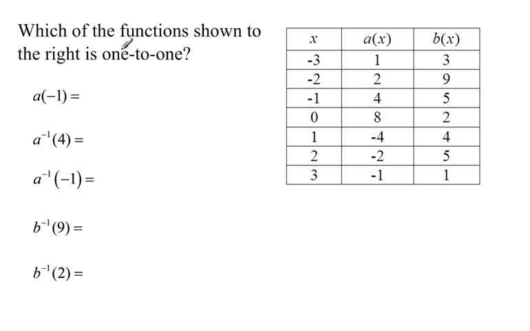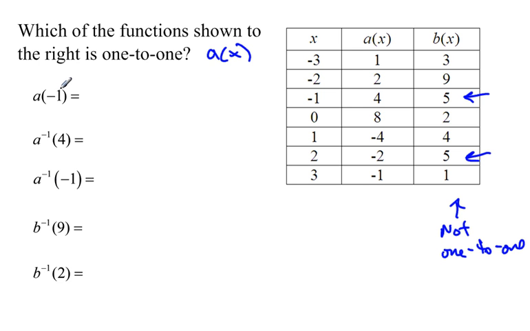Let's look at this table. Which of the functions shown to the right is one-to-one? Well, we can see that the x's don't repeat. And then if we look at a of x, none of these repeat. But if we look at b of x, oh look, there's two 5s. So this one is not one-to-one, but the one that is one-to-one is a of x.